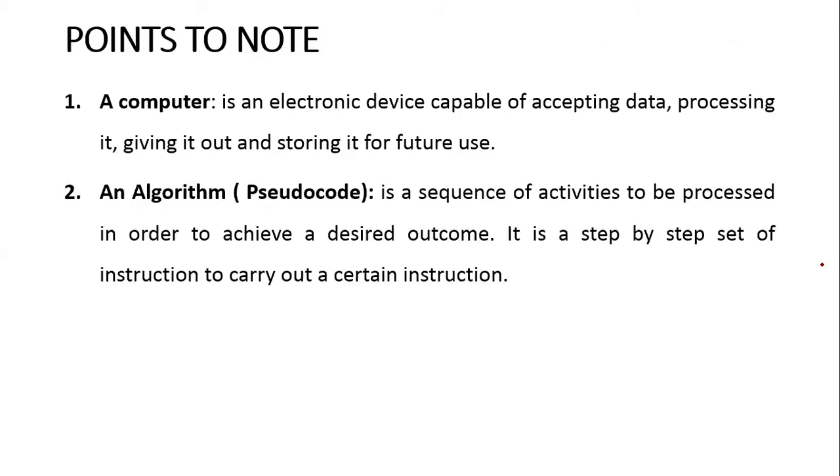All right. Computer language is known as algorithm. So in grade 9, they call it algorithm. But when we proceed and go to grades 10 to 12, we'll begin to call it pseudocode. So now a pseudocode is simply a sequence of activities to be processed in order to achieve a desired outcome. In other words, it is a step-by-step set of instructions to carry out a certain function. So please mark my word, step-by-step set of instructions to carry out a certain activity.